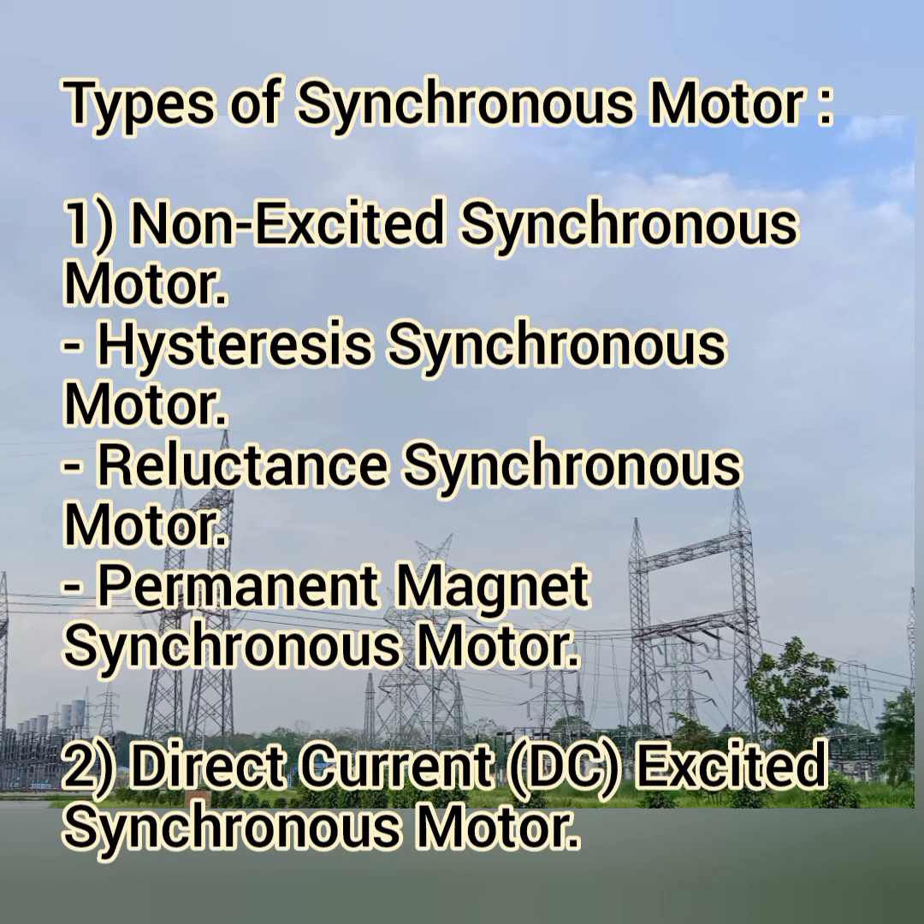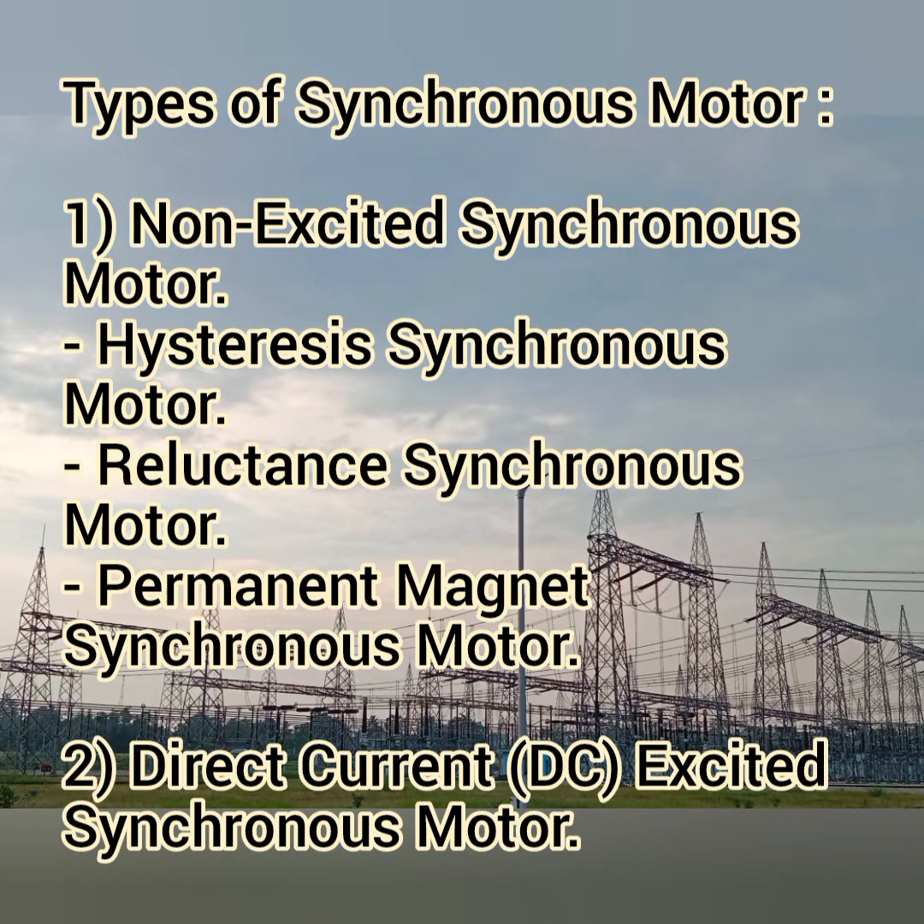Okay, next is the types of synchronous motor. Mainly, the synchronous motor is classified into two types. One is the non-excited synchronous motor, and the second one is the direct current synchronous motor. This non-excited synchronous motor is further subdivided into three types. One is the hysteresis motor, then the reluctance motor, and last is the permanent magnet synchronous motor.